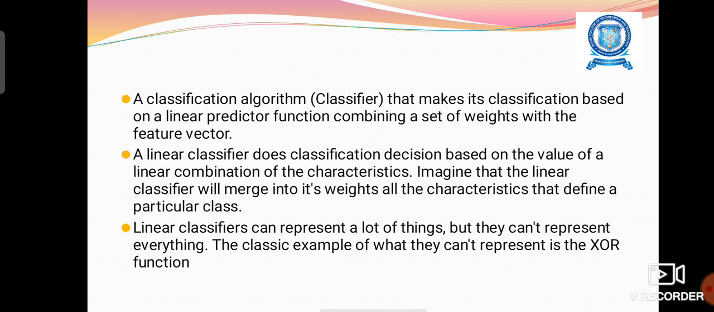A classification algorithm, otherwise called a classifier, makes its classification based on a linear predictor function combining a set of weights with the feature vector. So the classification algorithm uses this linear classifier model to perform the classification. So it uses the combination of linear characteristics. Linear classifiers can represent a lot of things, but they can't represent everything. The classic example of what they can't represent is the XOR function.